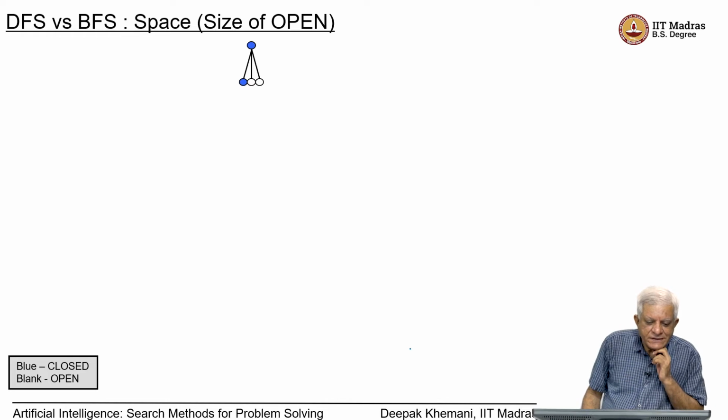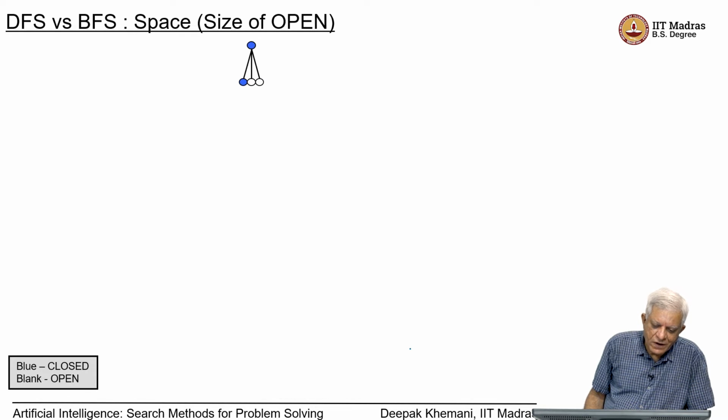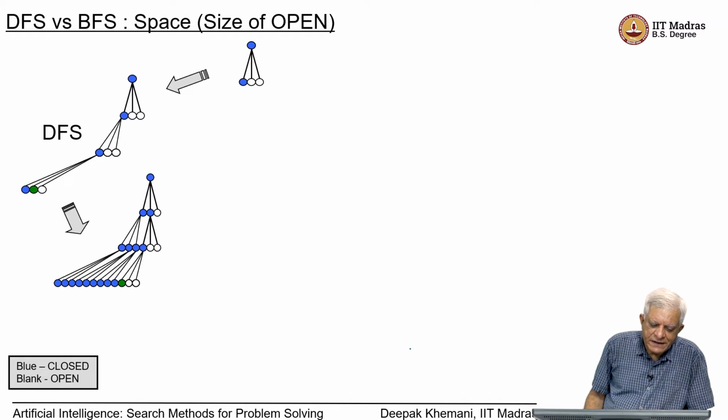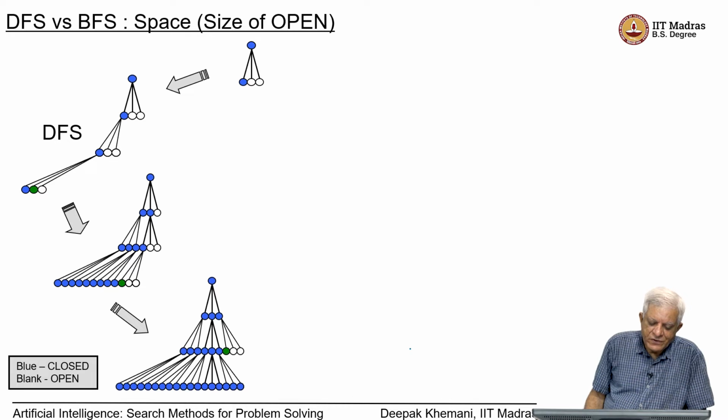What about the size or space complexity? So, if we measure space complexity as the size of open just as an approximation, then you can look at this tree where blue are closed nodes and the blank nodes are open nodes. Both of them start with the same kind of search tree, but as depth first search explores it, you can see that the number of open nodes is not growing very rapidly as you go down deeper and deeper.